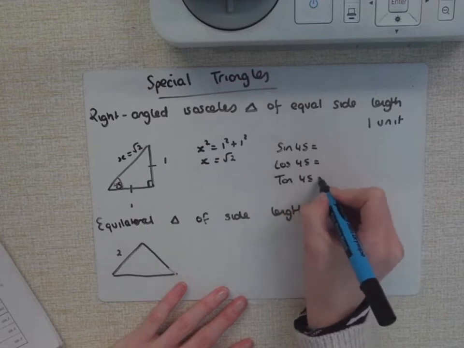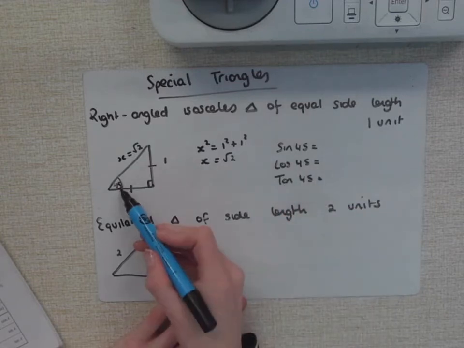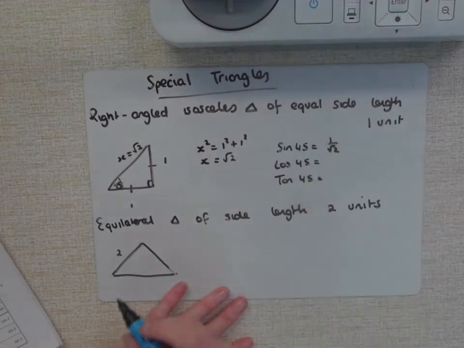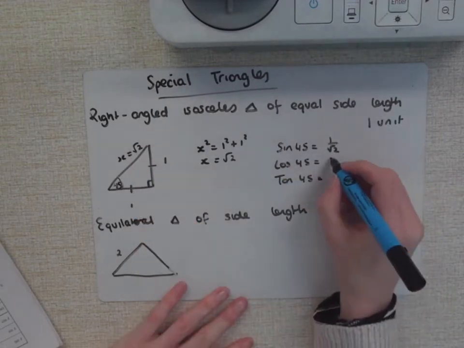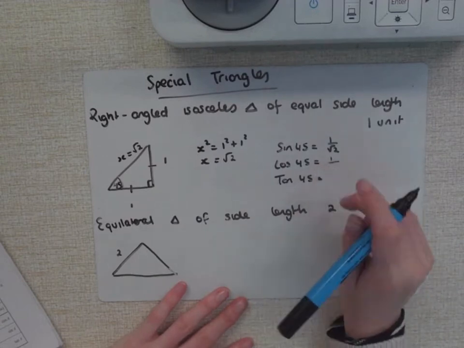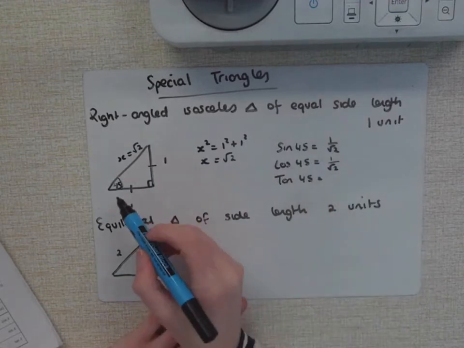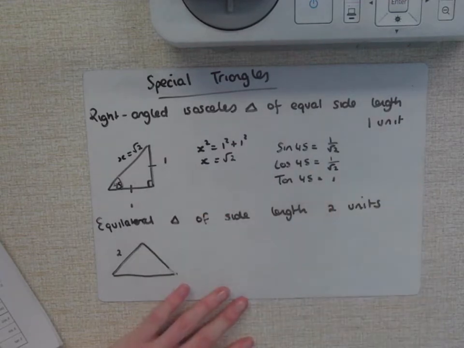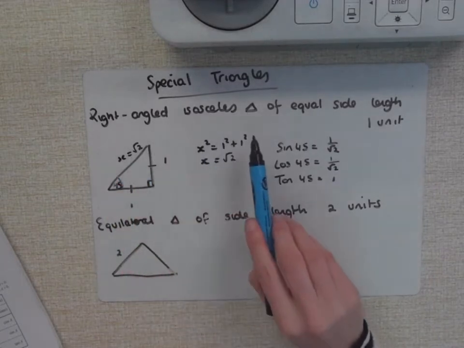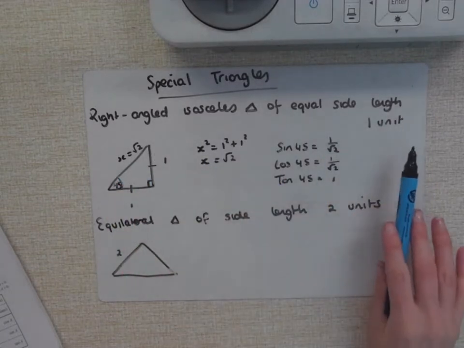Okay? Sine of 45 is opposite over hypotenuse, 1 over root 2. Cos is adjacent over hypotenuse. And tan is opposite over adjacent, which is 1 over 1, which is 1. So you're using a right-angled isosceles triangle of equal side length 1 unit.